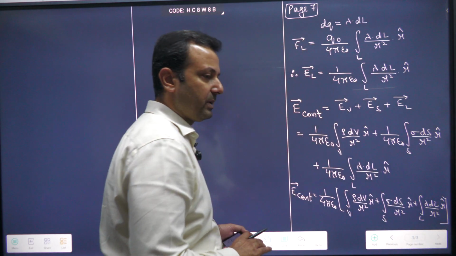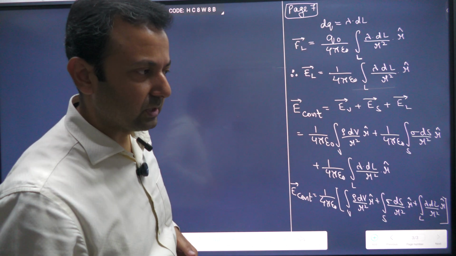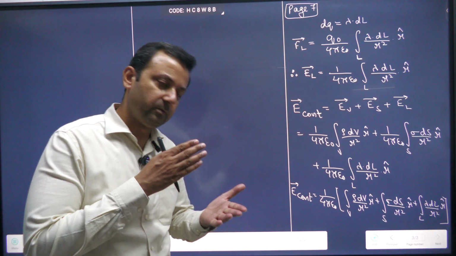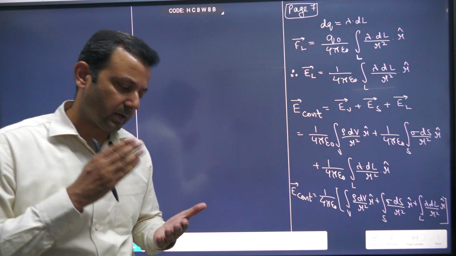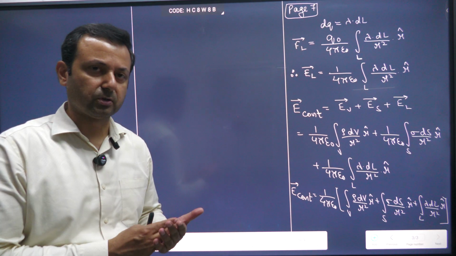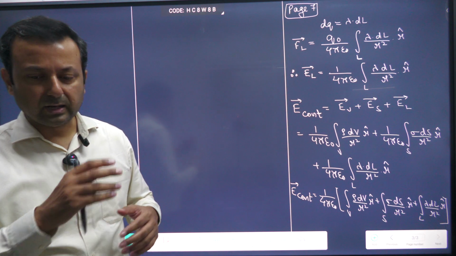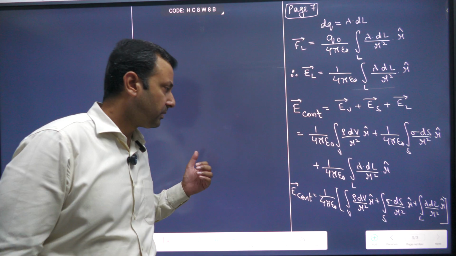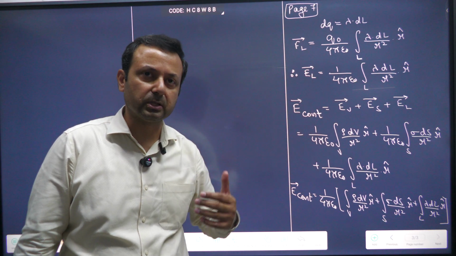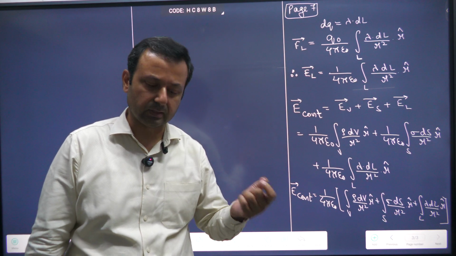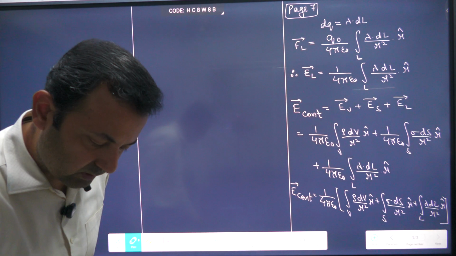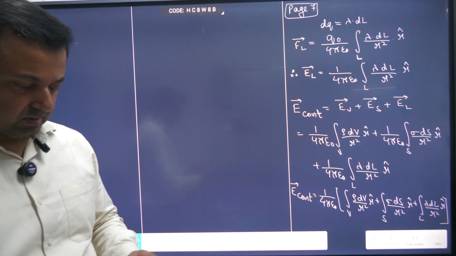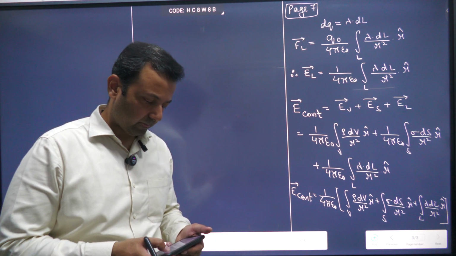So if there is a space in which volume charge is also there, line charge is also there, surface charge is also there, and if they are asking about the electric field, then we will add up all these electric fields due to volume charge, surface charge, and line charge. Is this clear to you? Yes, sir. Okay.